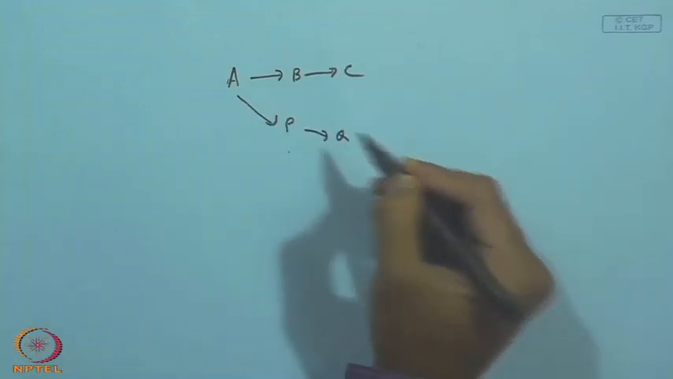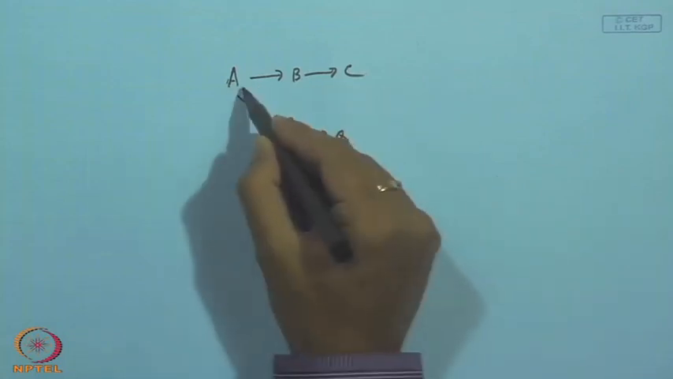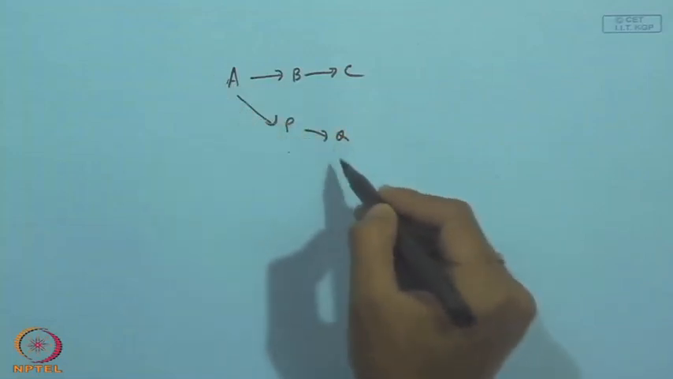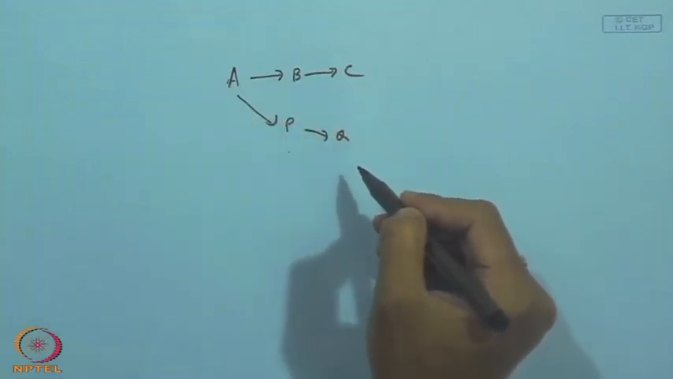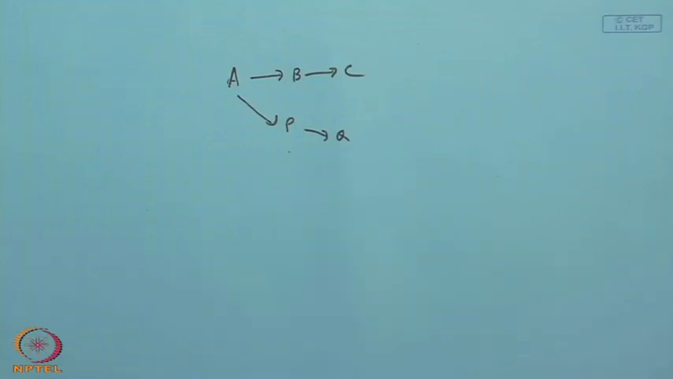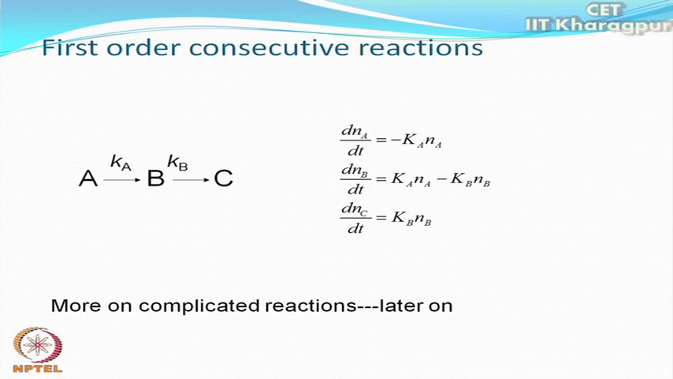Okay. So, this is a parallel reaction. This is one reaction, this is another reaction, and these two are happening in parallel. So, this puts further complication. These complex reactions we will take up later on.